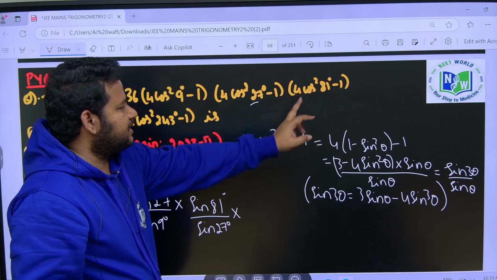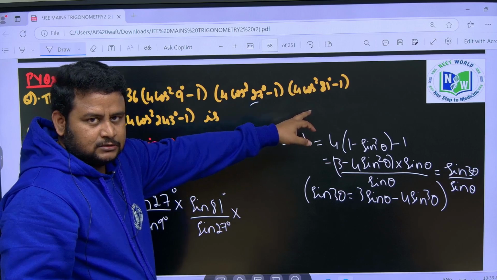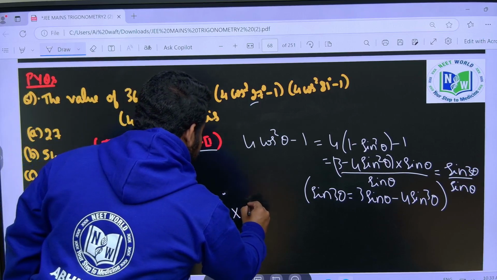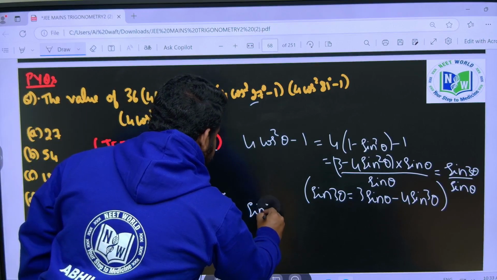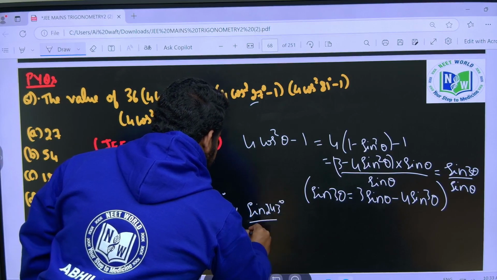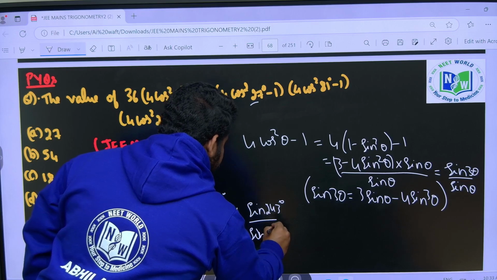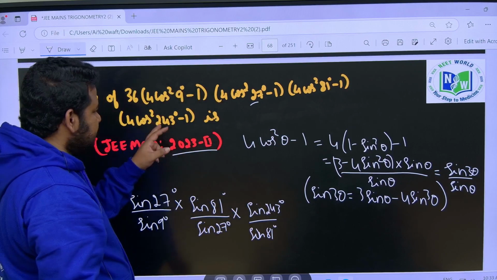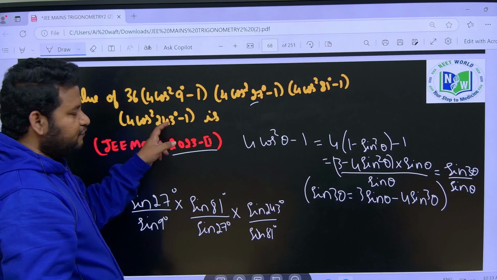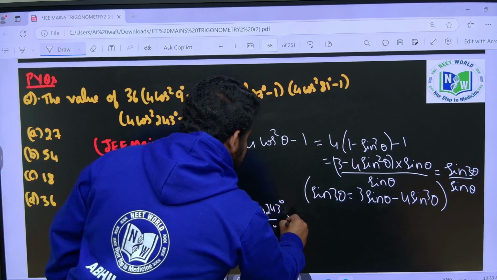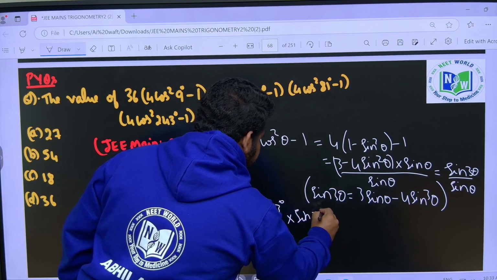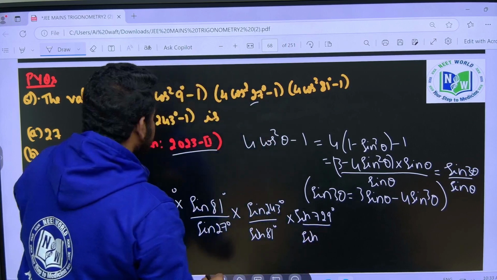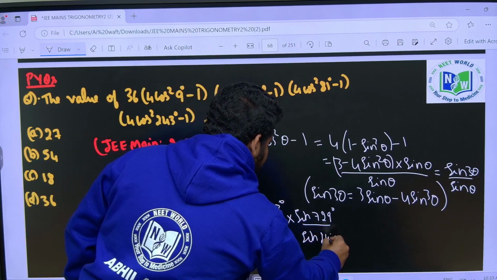So 4 cos square theta minus 1. Here theta is 81. So 3 into 81 is 243. So this will be sin 3 theta, that is sin 243 degree divided by sin theta, that is sin 81 degree. Again here it is sin 3 theta. 3 times 243 is 729. So this is sin 729 degree divided by sin 243 degree.